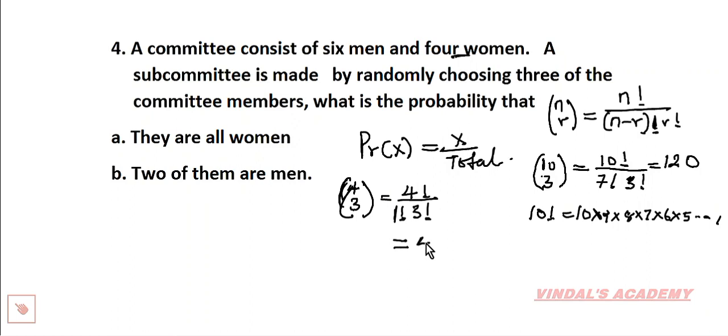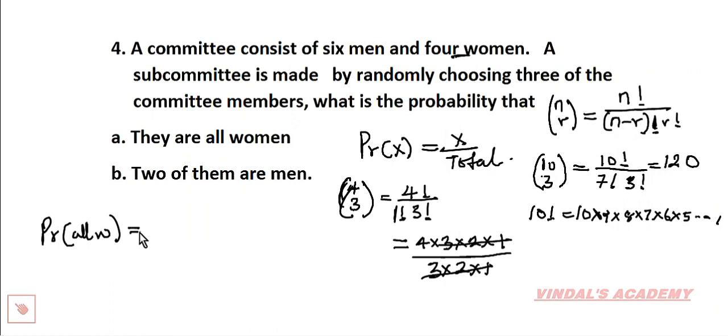And this is going to give you 4 times 3 times 2 times 1 all over, that one will not be 1 factorial, it is just 1, then 3 times 2 times 1. Everything here is going to cancel everything here. We have 4. Therefore, the probability of choosing all women, W for all women, is going to be equal to 4 all over 120. Because the event is 4, and the 120 is the total possible outcome. And this is going to be 1 all over 30.